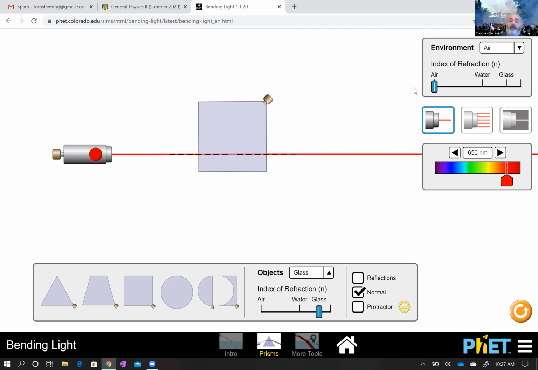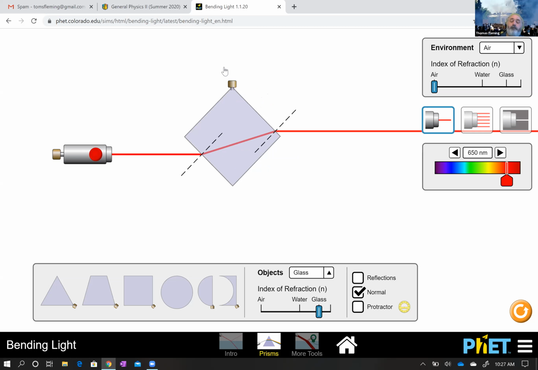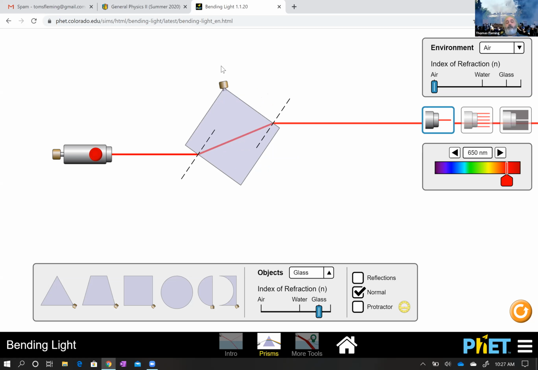However, if I rotate my glass like so, you can see that my ray of light is coming in with a large angle of incidence. When it enters into the glass, it's bending towards the normal. So the angle of refraction is now smaller than my angle of incidence. But then that beam travels through the glass and is incident on the glass on the other side.